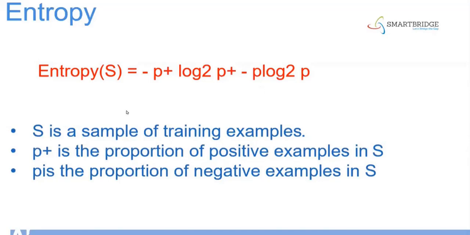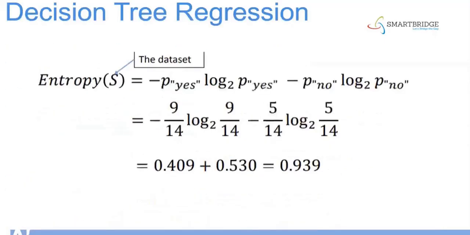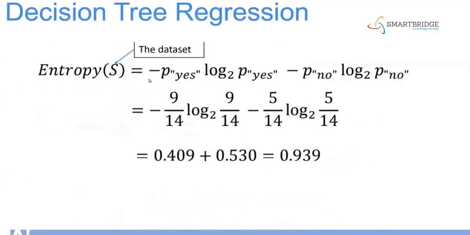So now let's calculate the entropy of the data that I have. The probability of yes is based on the 9 yeses.